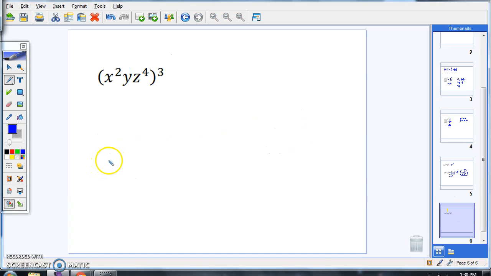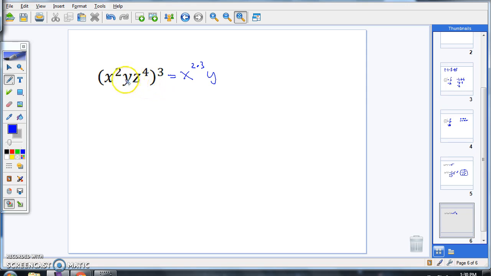Let's go on to something a little more complex. Oh my goodness, what are we looking at? Well, this is taking the product of 3 different powers and raising it to an exponent. And this works the same way. If you remember, you're just multiplying the power inside the parentheses with the power outside the parentheses. So this is x to the 2 times 3.